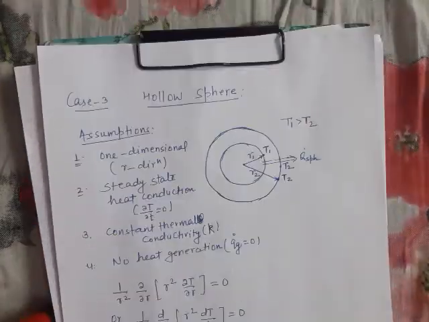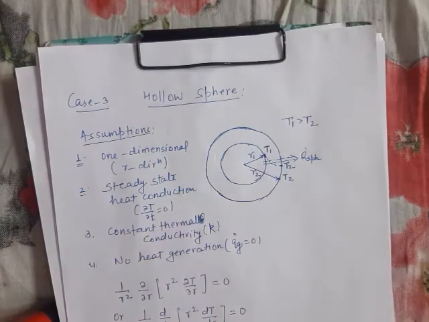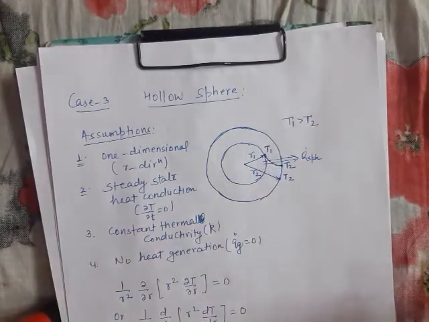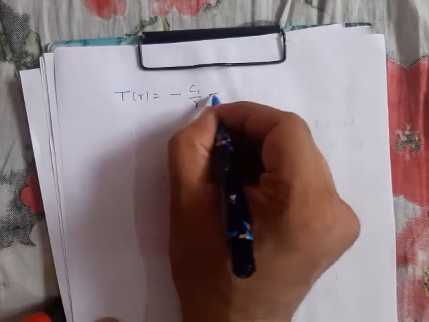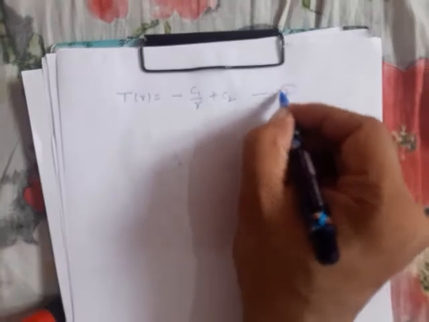Hyperbolic variation of temperature within the sphere means the temperature will vary in a hyperbolic fashion. This will be a typical temperature curve. The temperature will vary in a hyperbolic manner. We have seen that the temperature distribution comes out to be T as a function of r equals minus C1 upon r plus C2. This is our equation number 2.